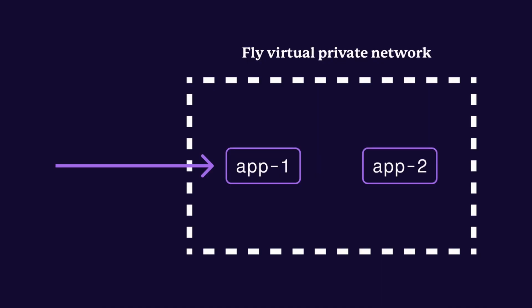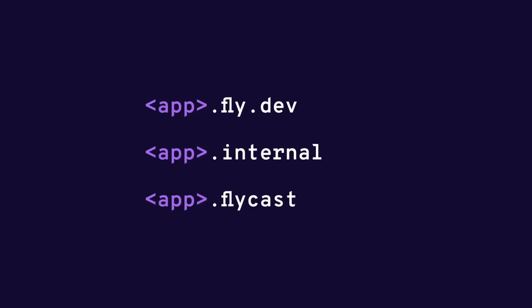So all apps in the same organization on fly.io belong to their own virtual private network. And there are two different ways that you can connect to one of these apps, either from outside that private network or from inside the network. You can decide which network pathway you want requests to take by using one of three unique addresses provided by Fly. By the end of this video, you will have a clear understanding of when to use which.